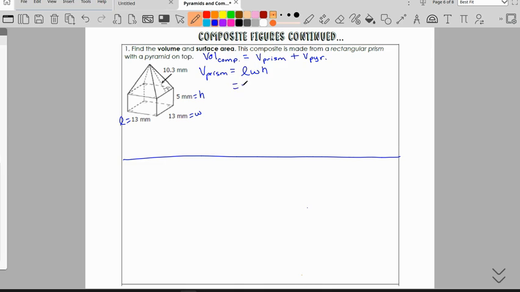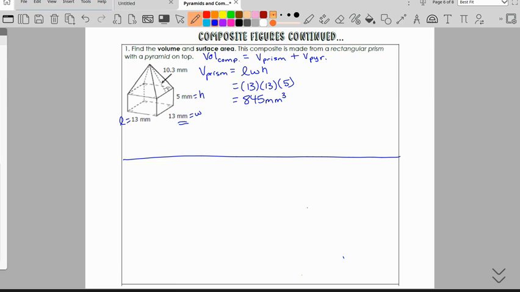My length was 13, my width was also 13. That means that's a square prism. And my height is 5. So 13 times 13 times 5 is going to give me 845. Our units are millimeters, and it's volume, so that's millimeters cubed. That's my volume of my prism. That's going to be one of my numbers.